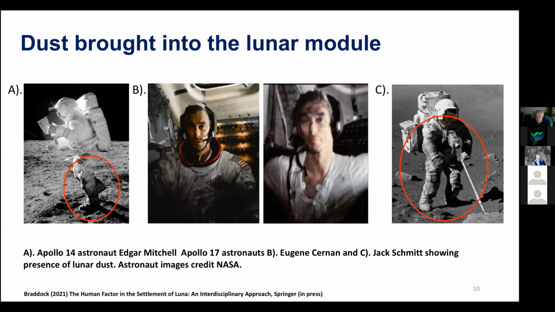astronauts descended back into the lunar module, they do what you and I would do if we had snow on our boots. They actually banged their feet on the steps of the lunar module to try and get as much dust off as possible. In the middle, this is Gene Cernan, and again you can see dust on his spacesuit.